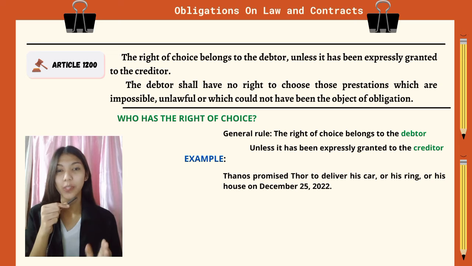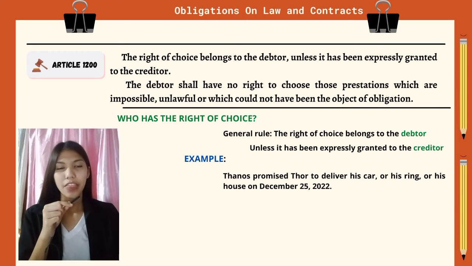Unless it has been expressly granted to the creditor. So, general rule, it is the debtor who has the right to choose what prestation should be given. But the creditor can also have that right if that is what was agreed upon between the creditor and the debtor.